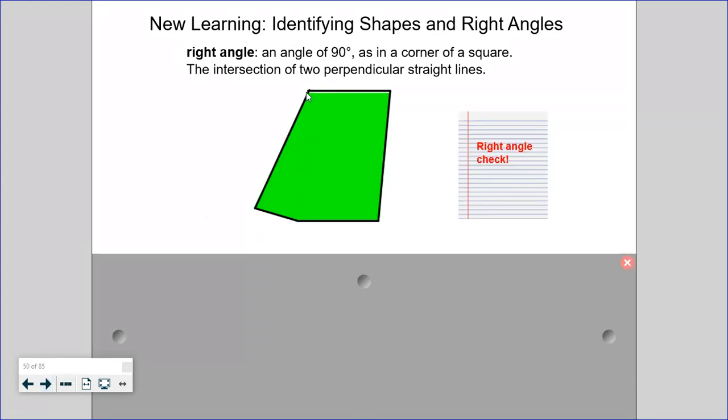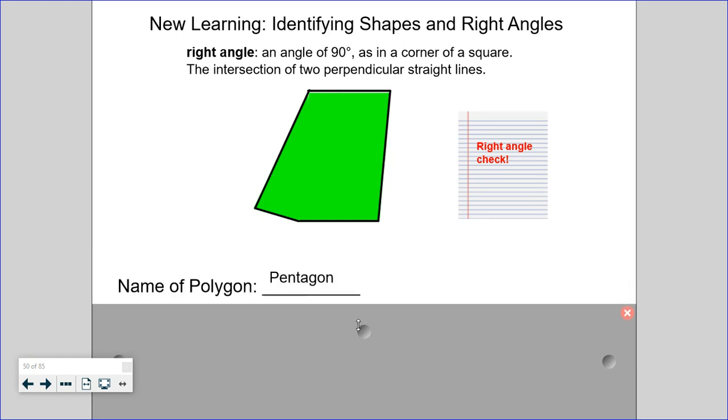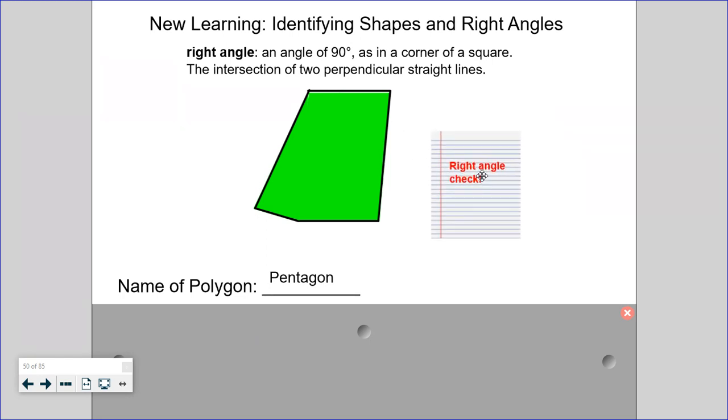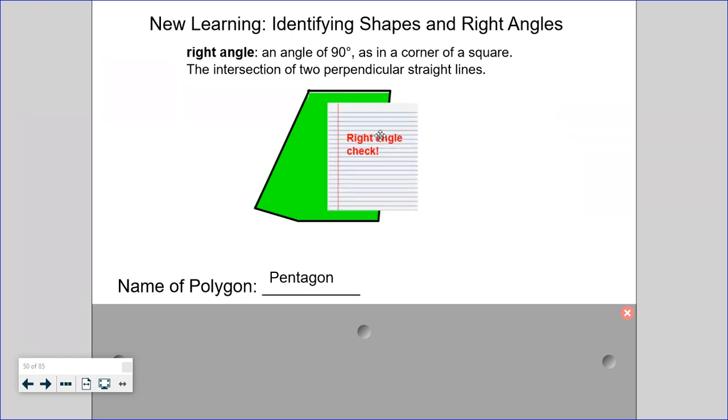Okay, now let's check this guy. This is a funny shape. It's got 1, 2, 3, 4, 5 sides. So we know that's going to be a pentagon. So let's check the angles. This is kind of a tricky one because I can tell that that's going to be not a right angle, but that could be, that could be, that could be. So let's check. I'm going to start with the top right.